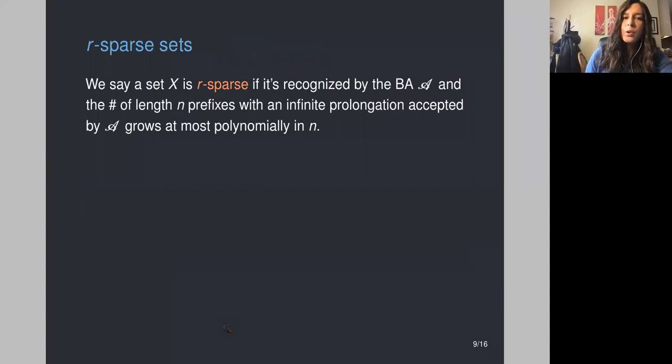So now I'm going to take that sparsity notion and generalize it to R-sparse. We say a set X is R-sparse if it's recognized by the Büchi automaton A, and the number of length n prefixes with an infinite prolongation that's accepted by A grows at most polynomially in n. So we went from a condition on words of length at most n to length n prefixes that have an infinite prolongation that's in the language.